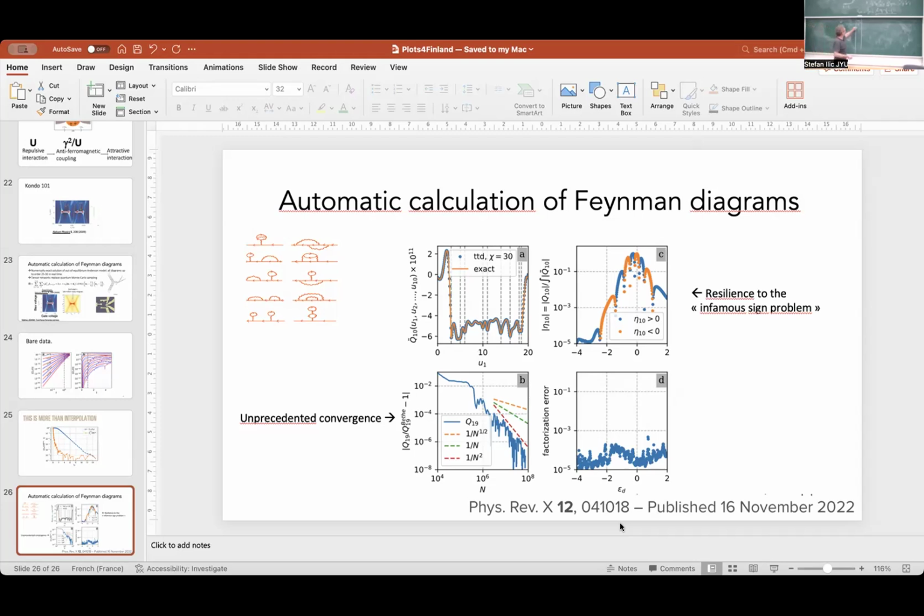This is a nice molecule. Very expensive in Finland, but a very nice molecule.